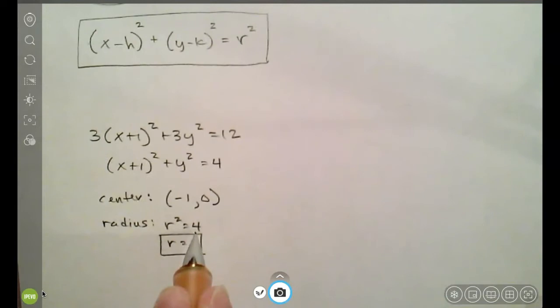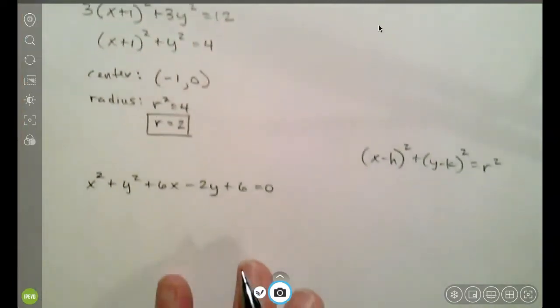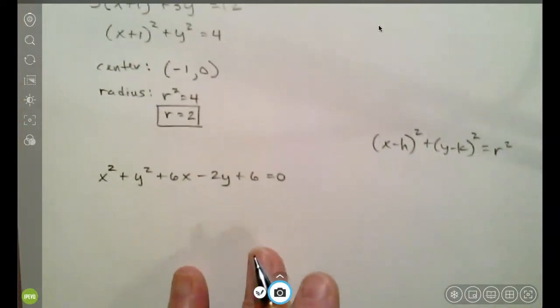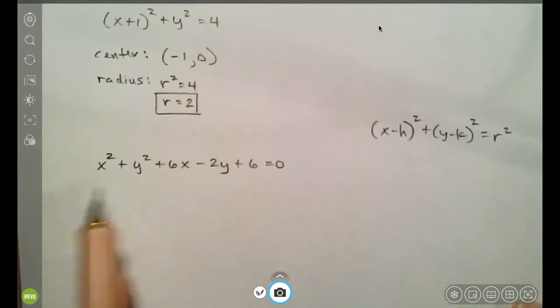So when you're solving this, obviously the radius can't be negative. So you're just taking the positive or the principal root. All right, so let's take a look at one more example. So you might have an equation given to you in this form.